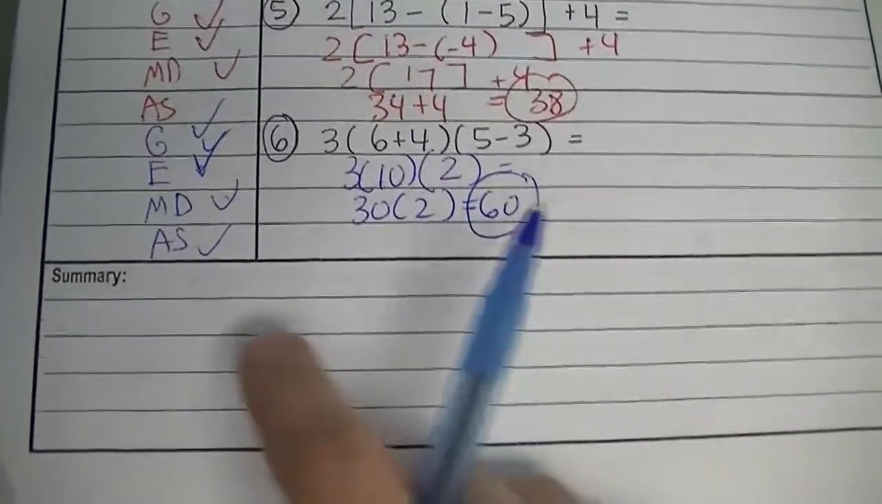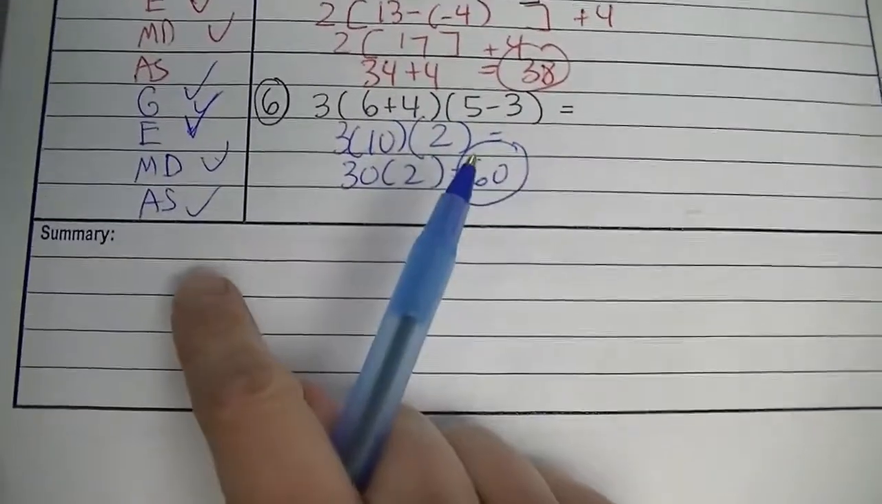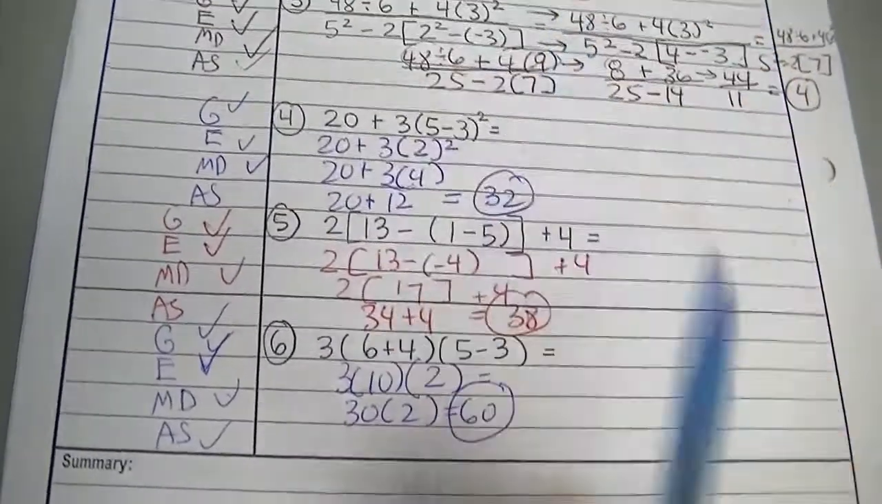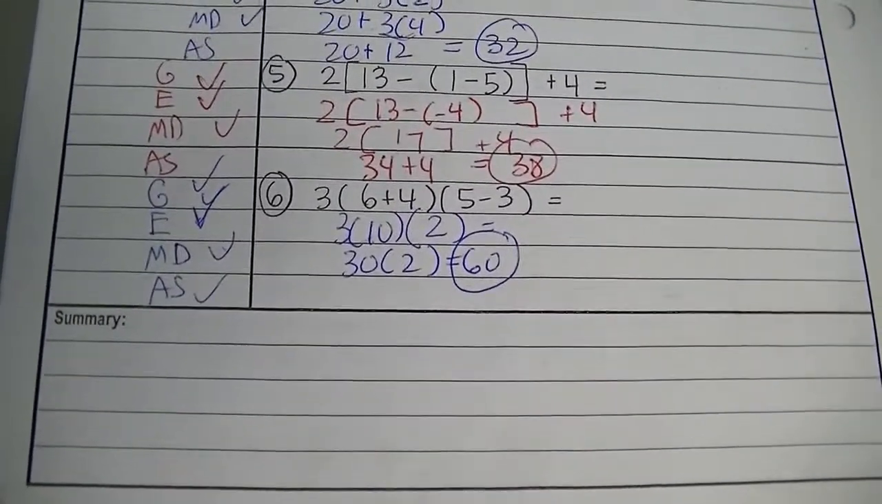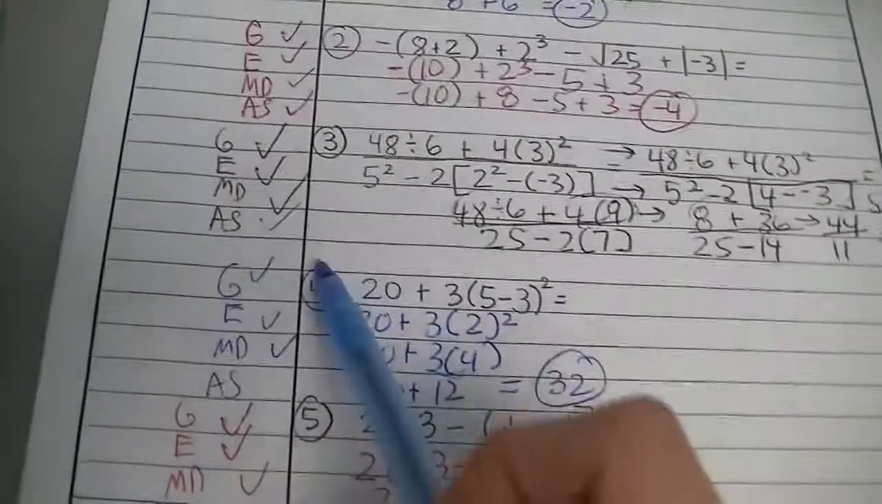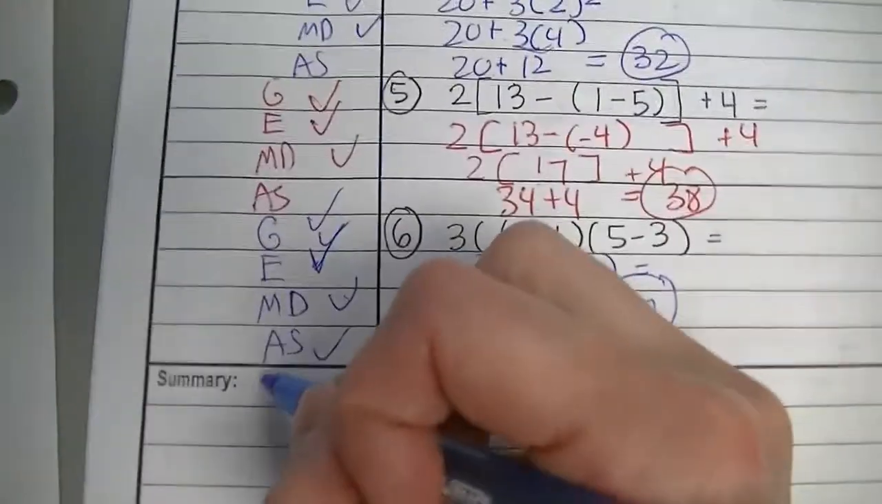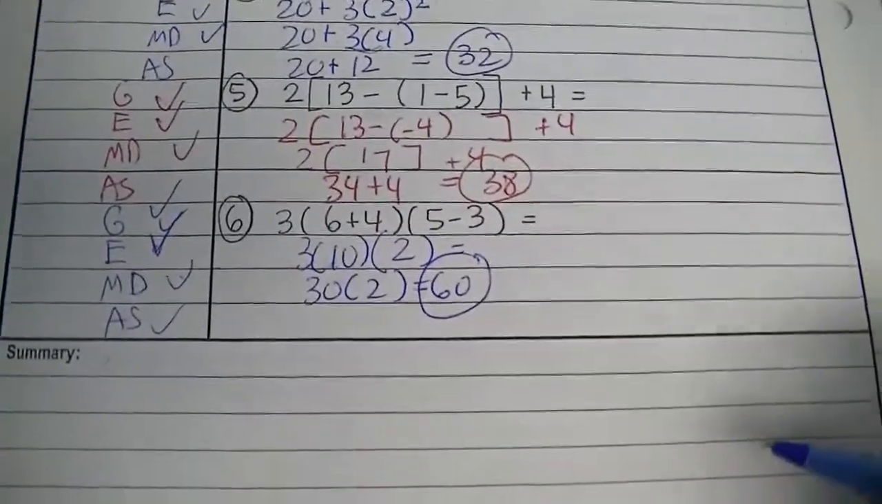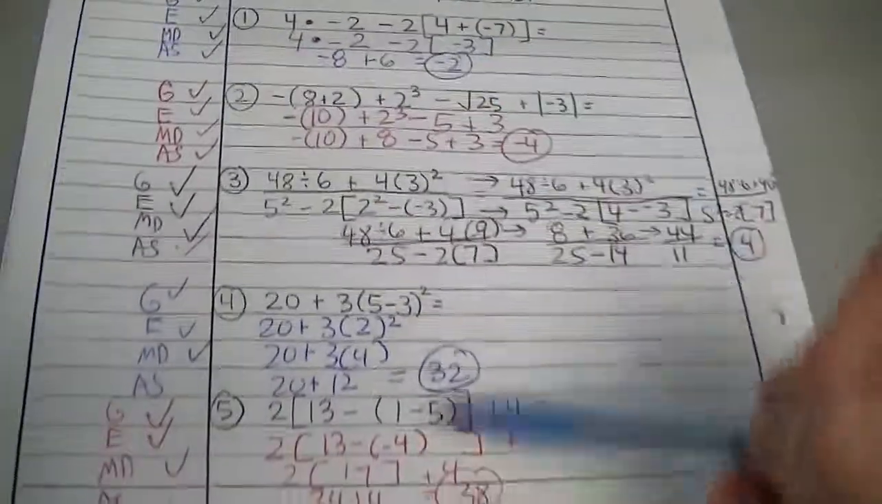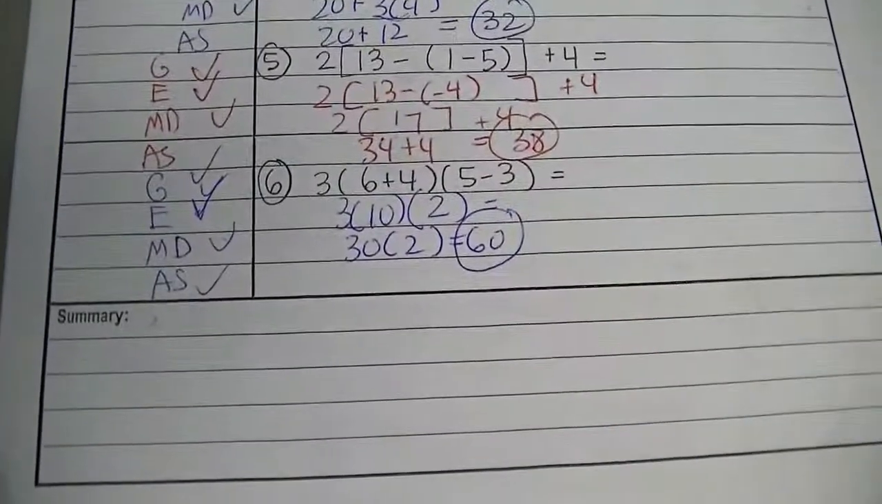So don't forget to write a summary. What I want you to do right here is pick which problem was the most challenging for you, and I want you to resolve it. So if number 3 was the most challenging for you, I want you to write number 3, rewrite the problem, and solve it. Your answer should match up with what is up here. If you skip that part, you're not getting points.